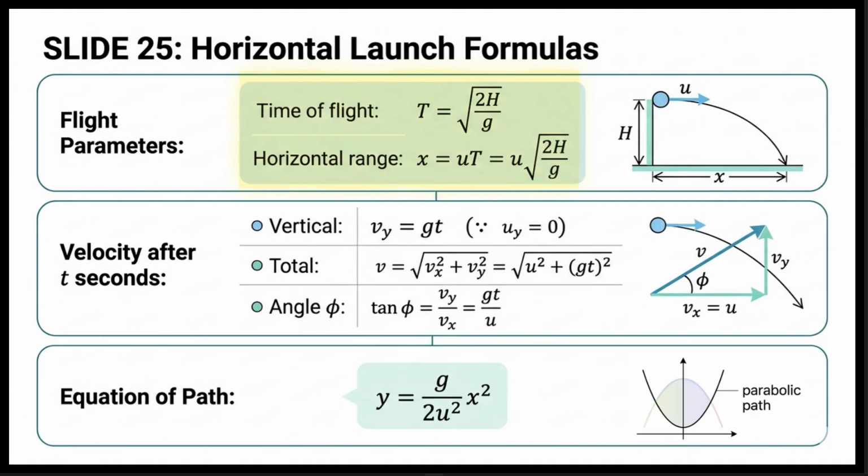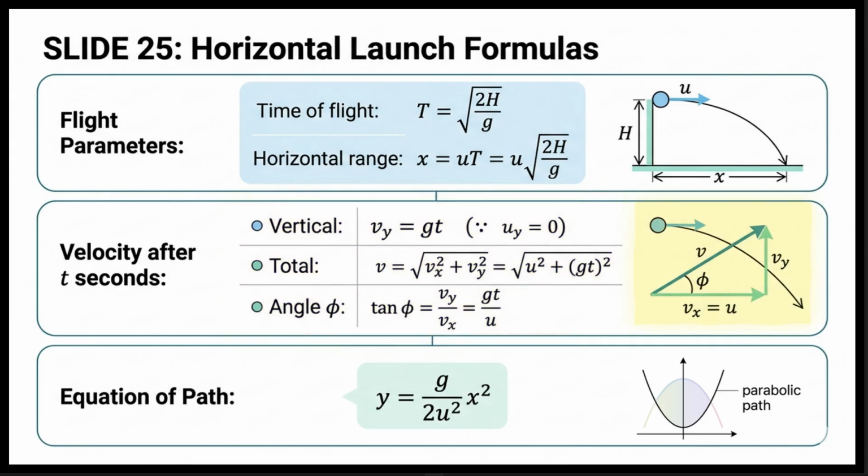The horizontal range is then x equals u times t. After t seconds of flight, vertical velocity has grown from 0 to the y component of velocity equals g times t, building steadily from rest. Total velocity magnitude at time t is the square root of u squared plus g squared t squared, combining the constant horizontal and growing vertical components.